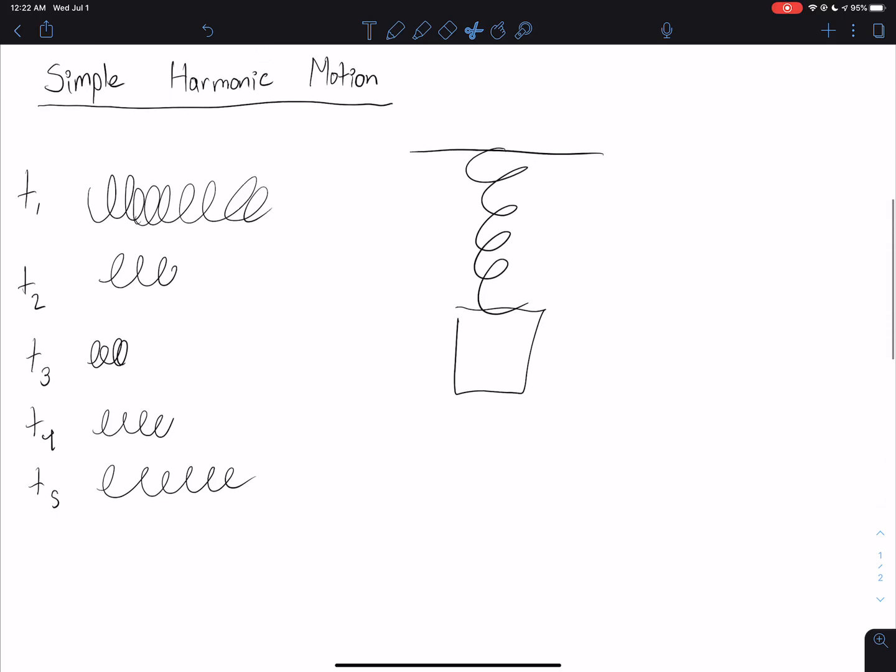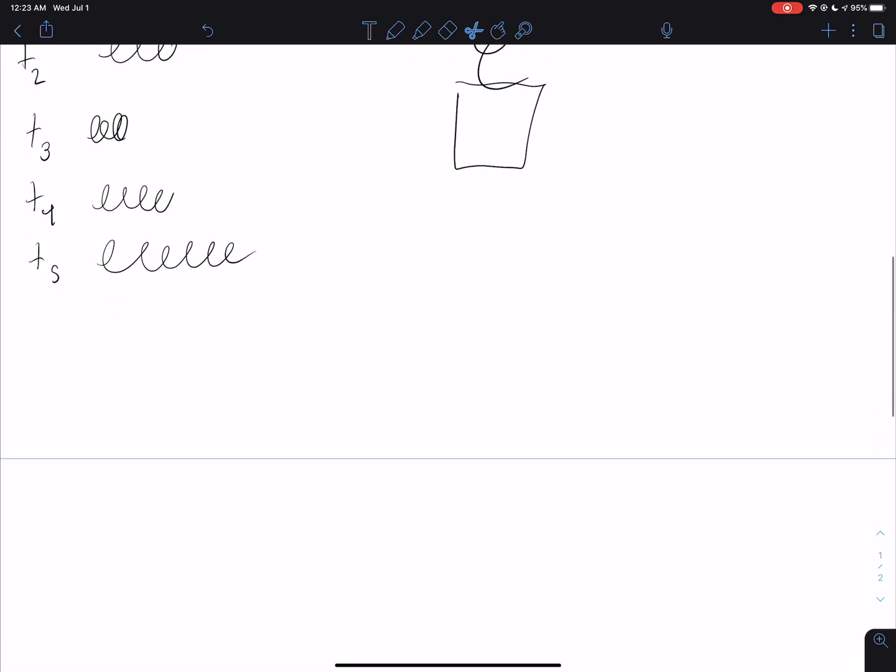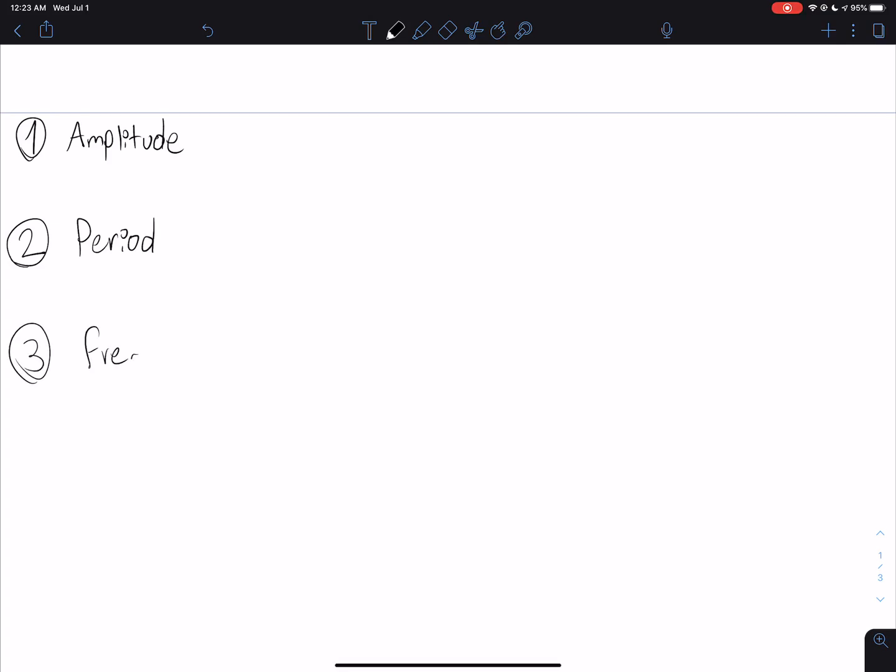And now, with that being said, there are three very important terms that we need to learn that apply to simple harmonic motion. I'll start on a new page. The first term, amplitude. The second, period. And the third, frequency. So we'll start off with amplitude.